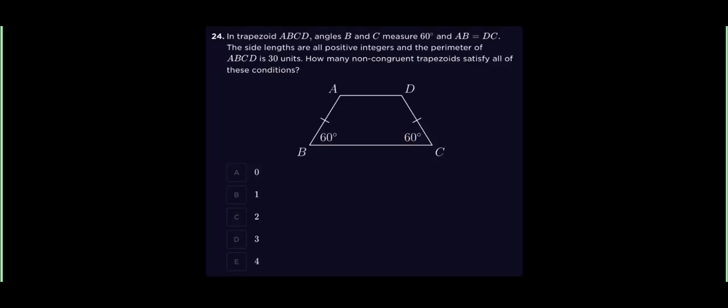On to question 24 of the AMC. In trapezoid ABCD, angles B and C measure 60 degrees and AB equals DC. The side lengths are all positive integers and the perimeter of ABCD is 30 units. How many non-congruent trapezoids satisfy all these conditions?